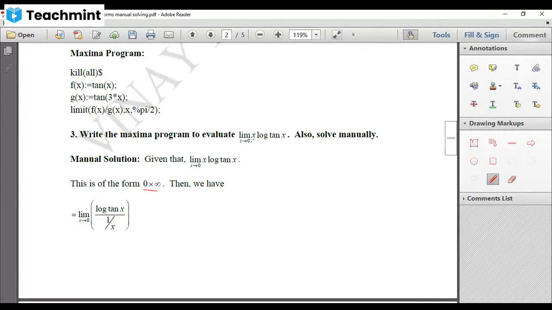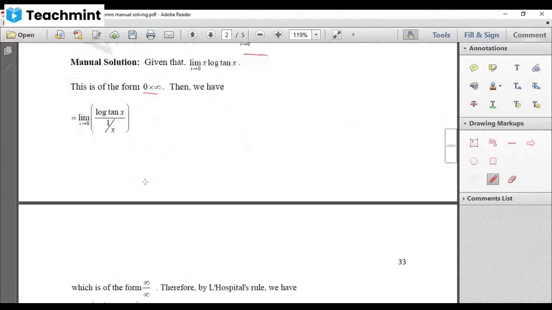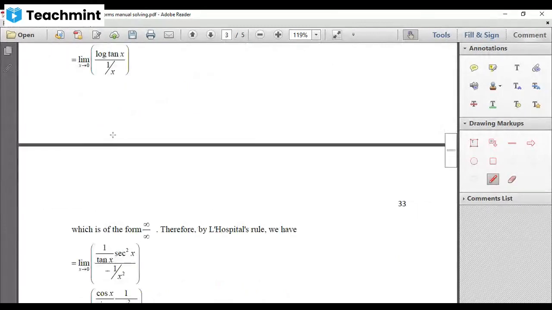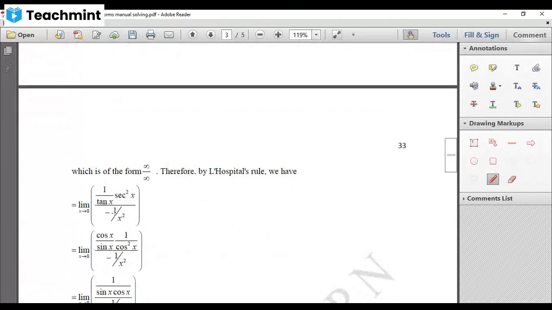How? Send this x to the denominator so that this becomes 1 by x. If you send 1 by x to the numerator, you'll get the old equation itself. Right? Now, if you put x equal to 0, you'll get infinity by infinity form. So apply L'Hopital's rule. What does your L'Hopital's rule say? Derivative of log tan x is 1 by tan x, and derivative of tan x is secant square x, divided by the derivative of 1 by x, which is minus 1 by x square.